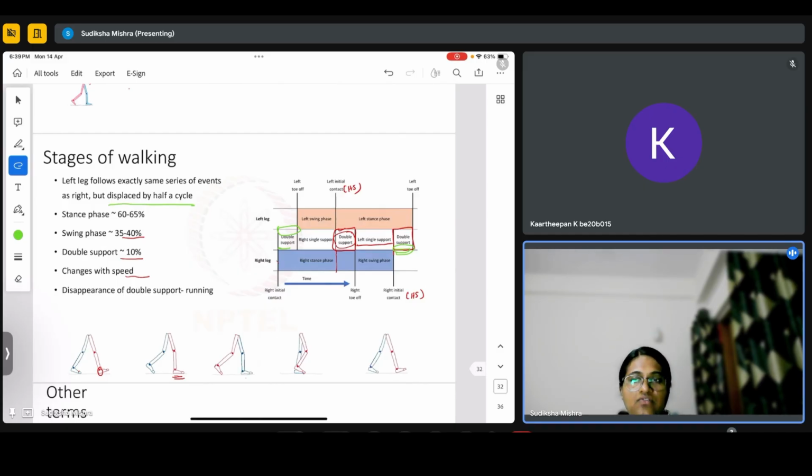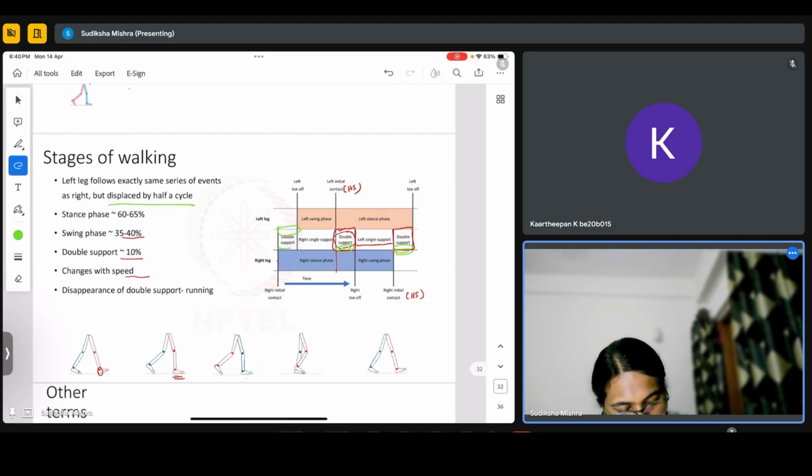In other scenarios, it might be such that one of the feet is always off the ground. If there is no double support, then it does not qualify as walking. It qualifies as running or jumping or some other event, but it's definitely not walking. For walking, the double support is essential.